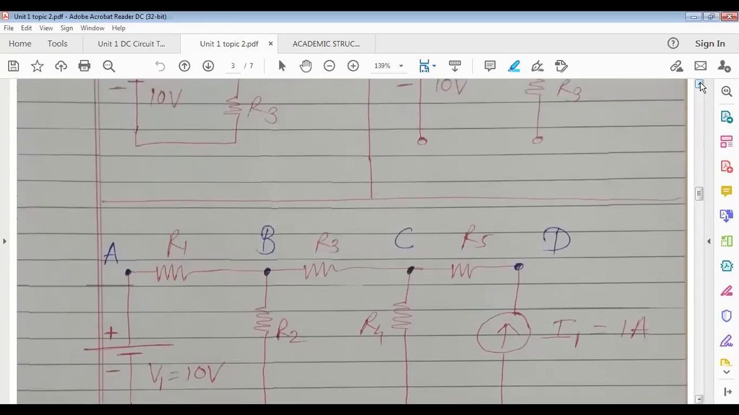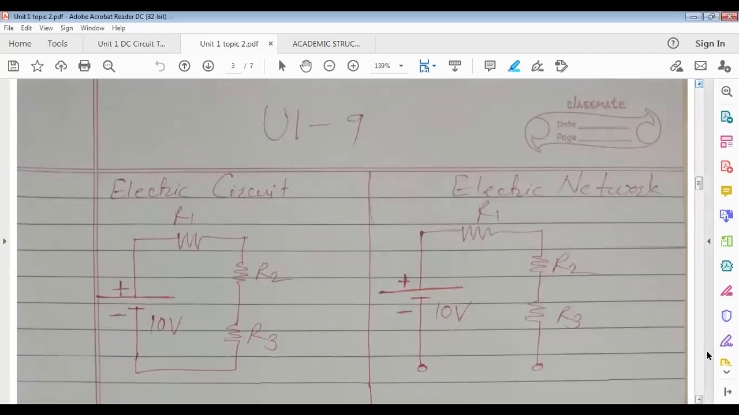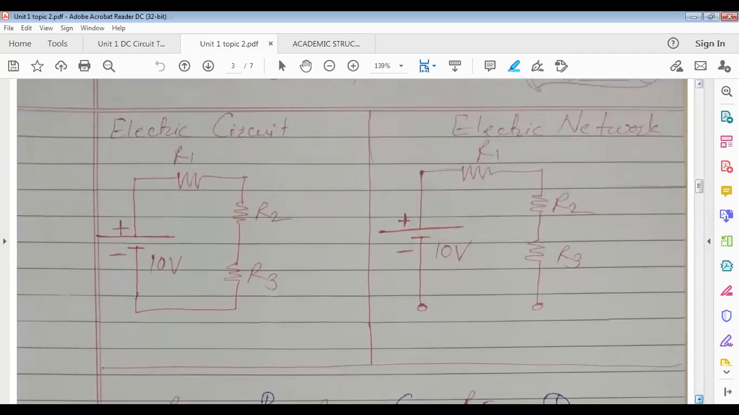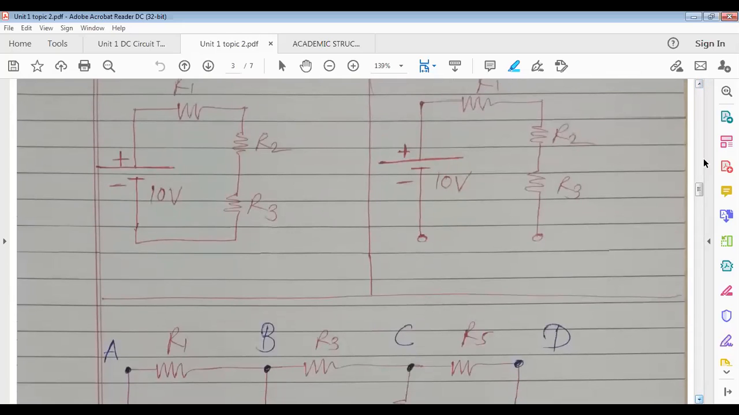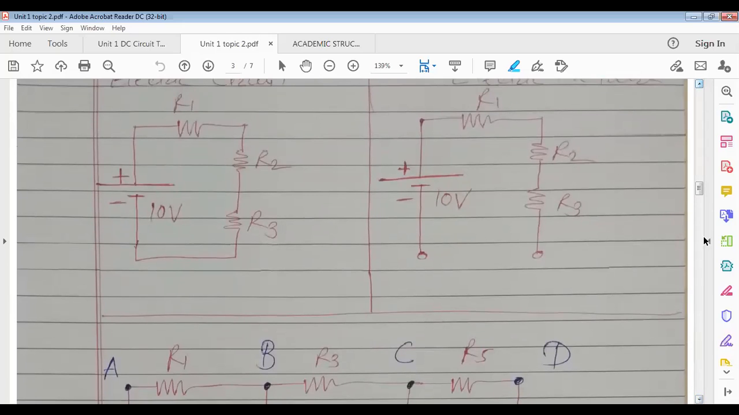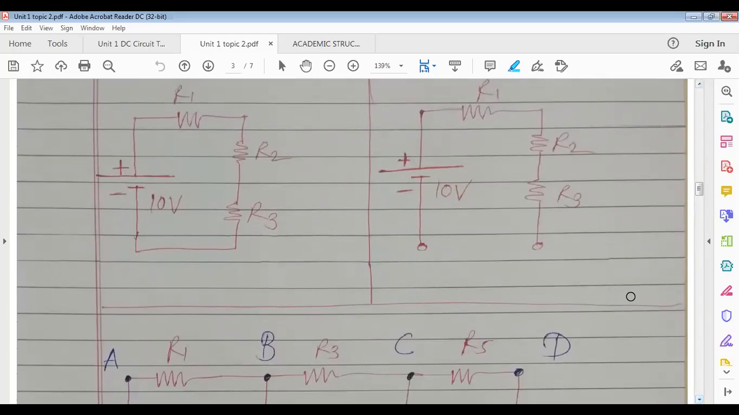Okay, it's connected in different fashion. Now you observe these two circuits. You observe two electric networks, one on your left hand side and one on your right hand side. What is the difference between the two? Who can tell? Observe the left and right. Closed circuit and open circuit. Closed circuit and open circuit. Right.